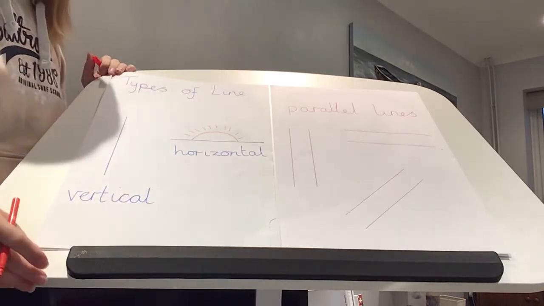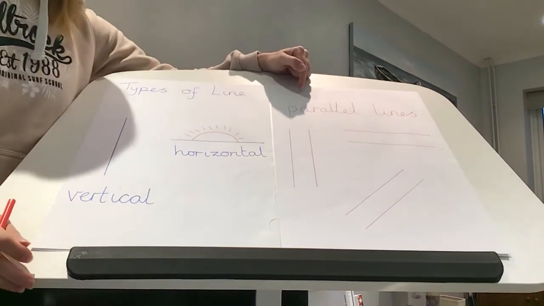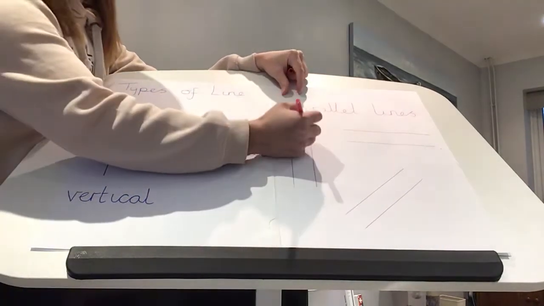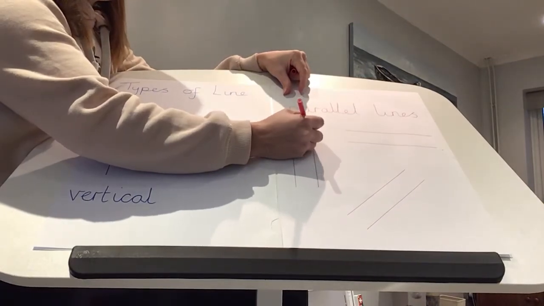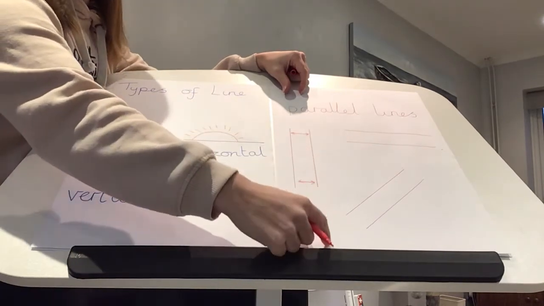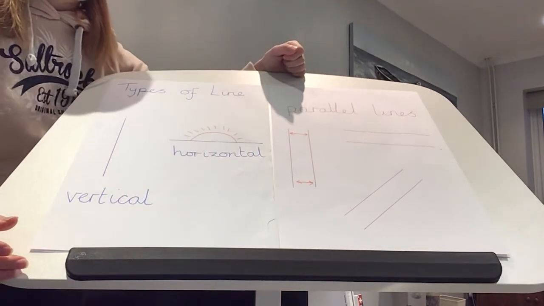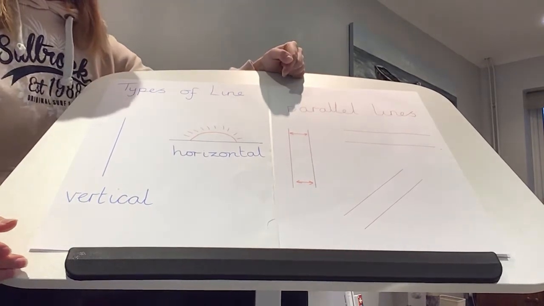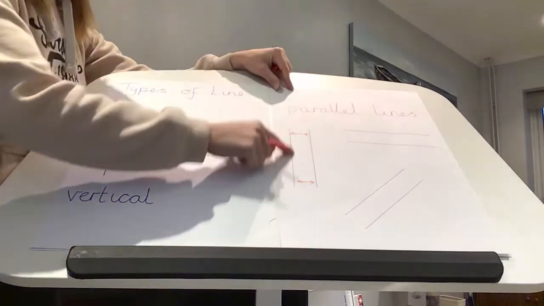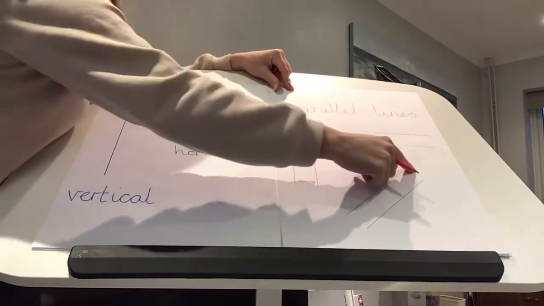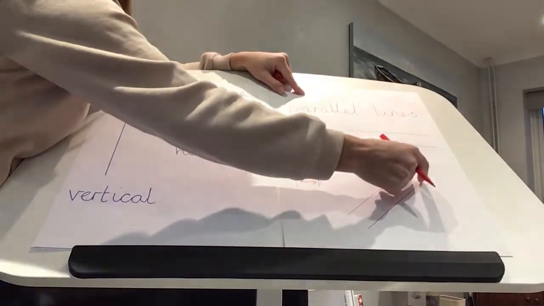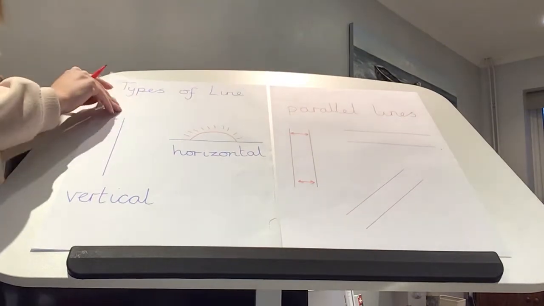The next type of lines you can get are parallel lines. Now, parallel lines are lines that are always the same distance apart, at the top and at the bottom. So if the lines were to continue, they would never ever meet. They would always be exactly the same distance apart. It doesn't matter which way your lines are drawn, whether they're vertical, horizontal, or diagonal. They can always be parallel as long as the distance between them is always the same.